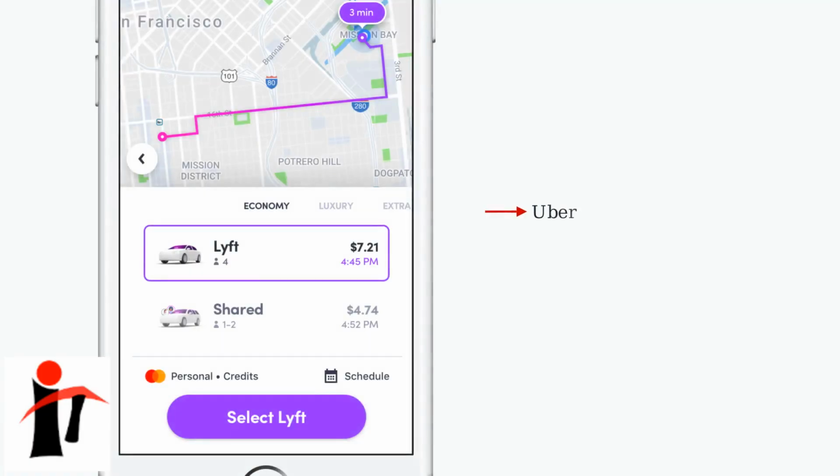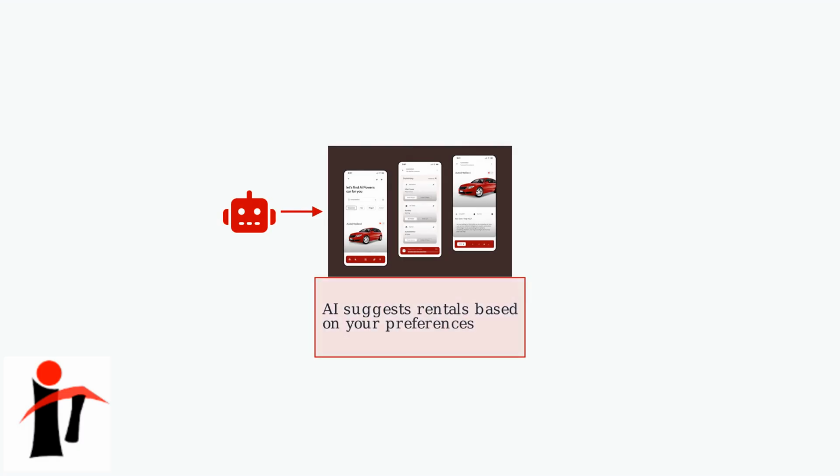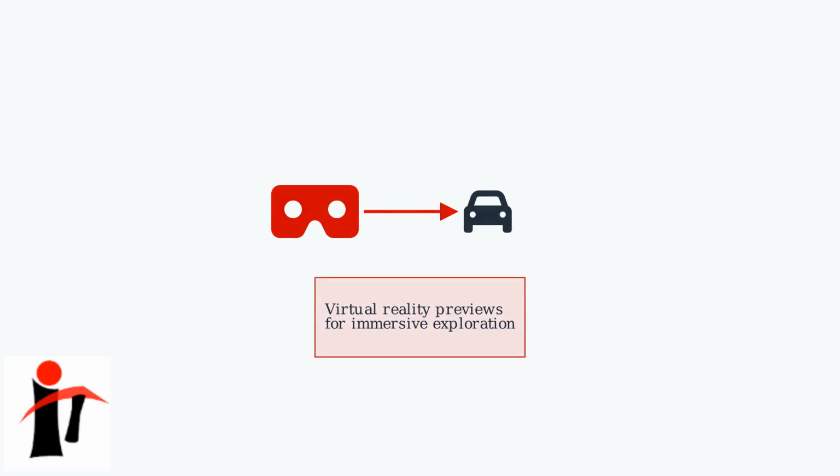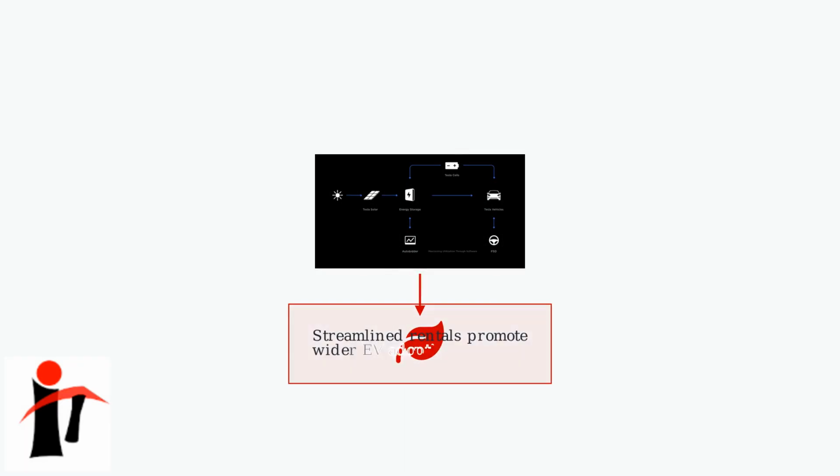Looking ahead, expect increased integration with third-party apps like Uber or Lyft. This will allow seamless booking and access to Tesla rentals directly through popular ride-sharing platforms. AI-driven personalization may suggest rentals based on your data, learning from your preferences and usage patterns to recommend the perfect Tesla for your needs. Enhanced virtual reality previews of vehicles could become available, letting you explore Tesla models virtually before committing to a rental. These advancements will further streamline the rental experience and promote EV adoption by making electric vehicles more accessible and appealing to everyone.